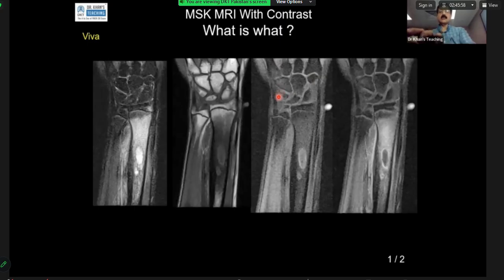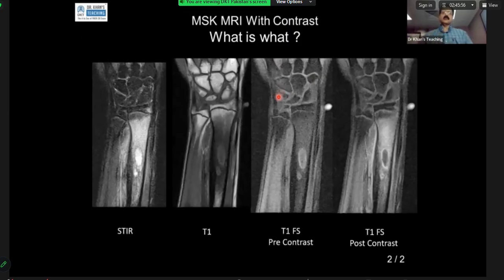So this is a Brodie's abscess. This is a Brodie's abscess. I'll show the same case in a while on a plain film, and then we will learn the radiology part of it. But right now, I'm just concentrating on the sequence itself.